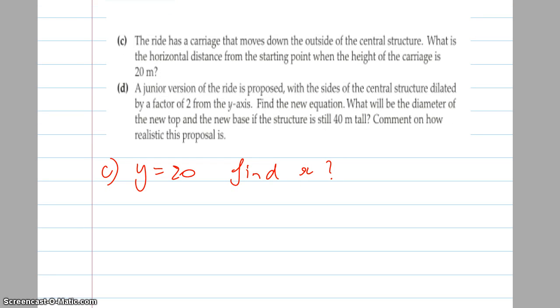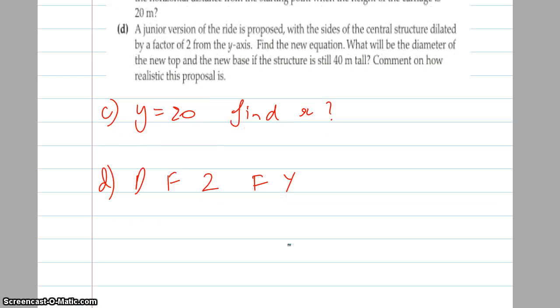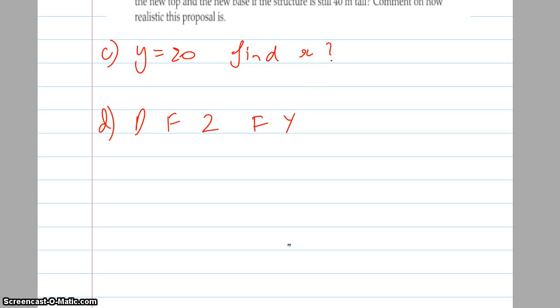And then D, this one's a little bit trickier. A junior version of the ride is proposed, and the sides of the central structure are dilated by a factor of 2 from the y-axis. Remembering, any time we dilate something from the y-axis, we are affecting all of the x values. Each x value is multiplied by the dilation factor, so each x value is going to be doubled in this case.